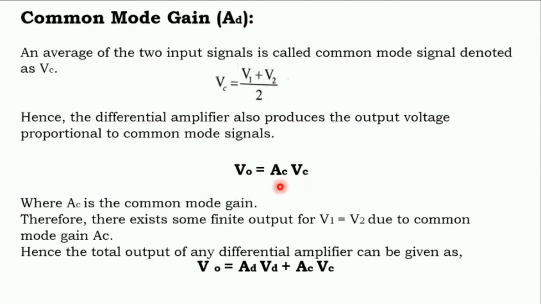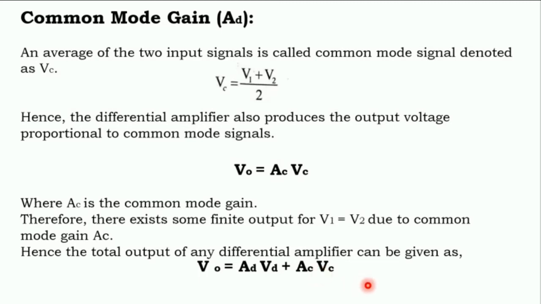And we can apply the constant of proportionality likewise, that is AC, and for that AC we can say that it is our common mode gain. Hence the total output of any differential amplifier can be given as VO equals AD into VD plus AC into VC. Both the combinations are represented at the output terminals.